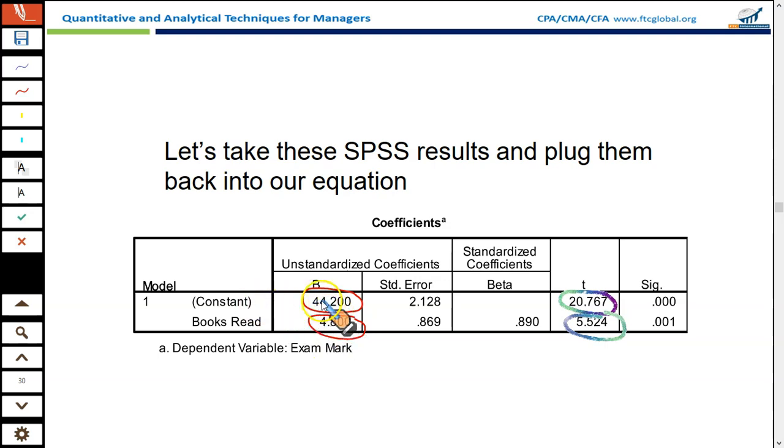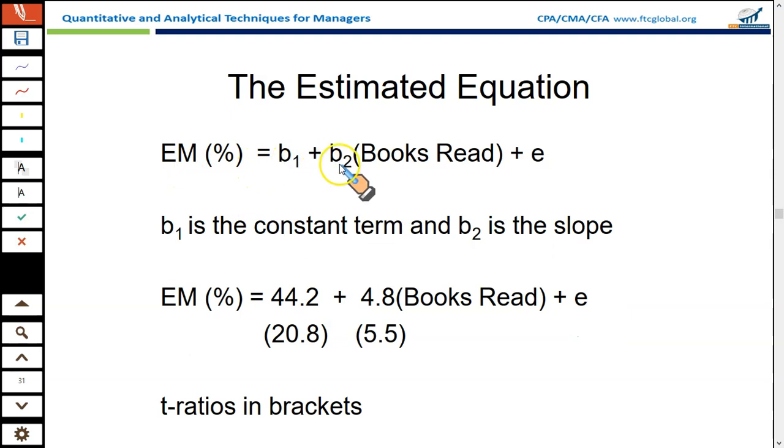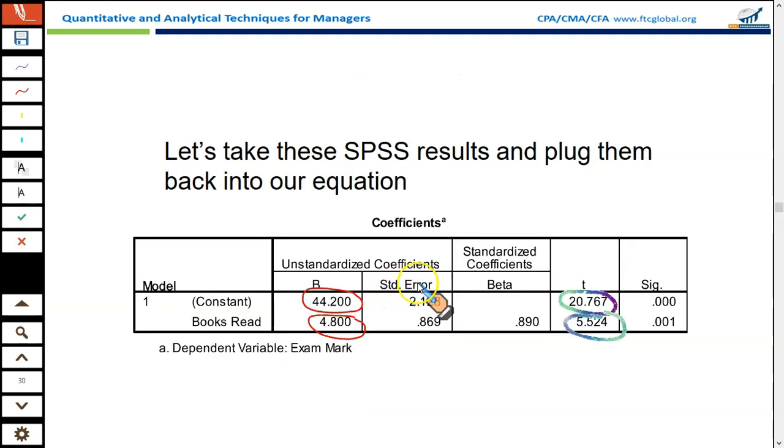Right? So these are your two, B1 and B2. Exam marks is equal to B1 plus B2 times books read plus E, and we replace B1 with 44.2 as we discussed earlier, and B2 with 4.8, and now we have our equation. Here we have our standard error. For the constant it is 2.128 and for books read it's 0.869.